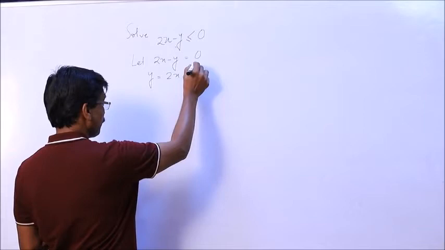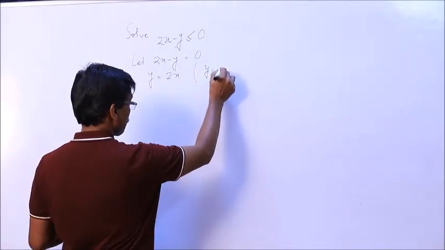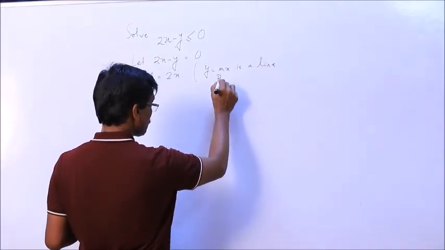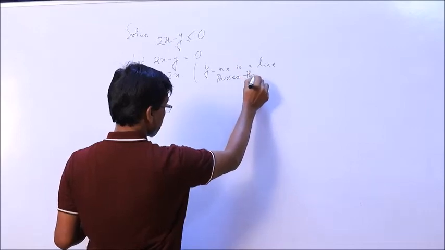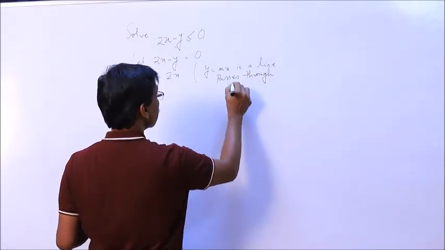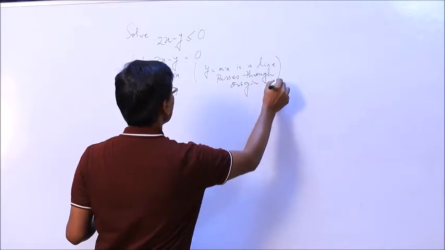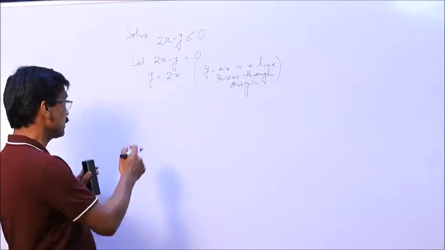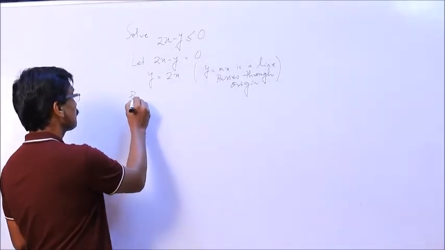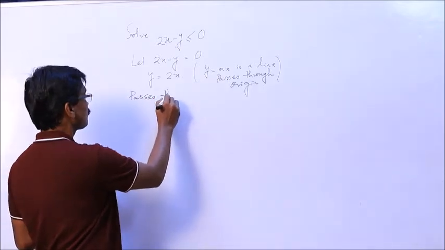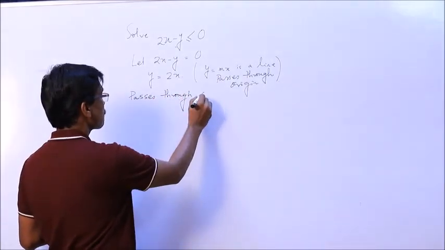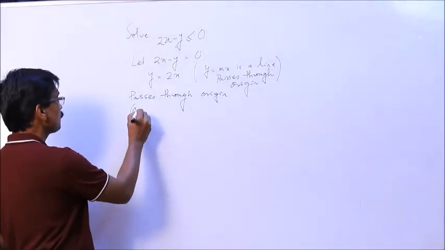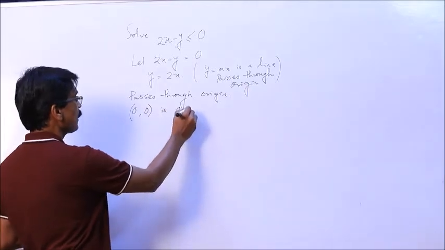So, y is equal to mx is a line which passes through origin. So, y is equal to 2x passes through origin. So, obviously 0 0 is on the line.